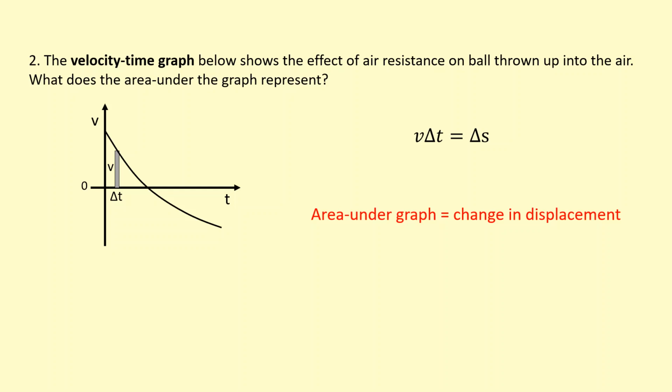Now you can see here this is positive area, and underneath here that's negative. So the area above the x-axis represents positive displacement, while the area below is negative displacement, which you need to subtract.